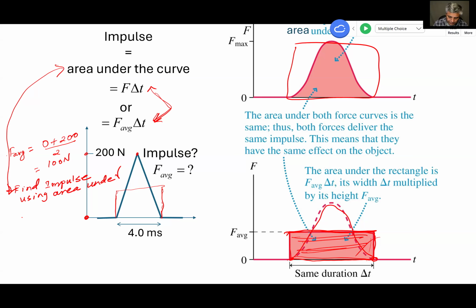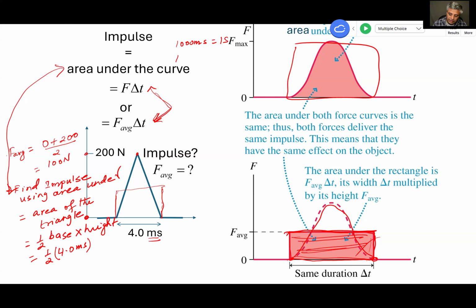So for that, this is the area of the triangle, which is half base times height. In this case, the base is 4 milliseconds. For this example, I'll just keep the milliseconds, but when you are actually finding the values, you have to convert those milliseconds to seconds, okay? So 1,000 milliseconds is 1 second.